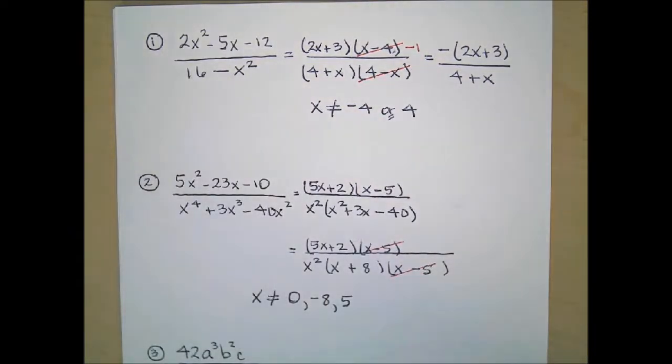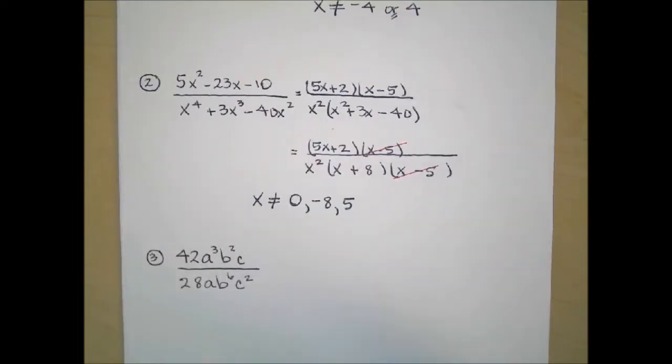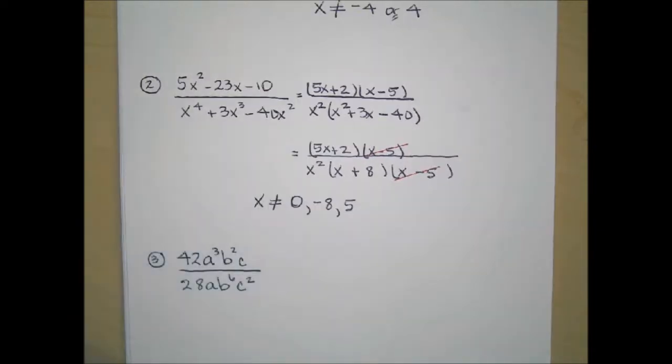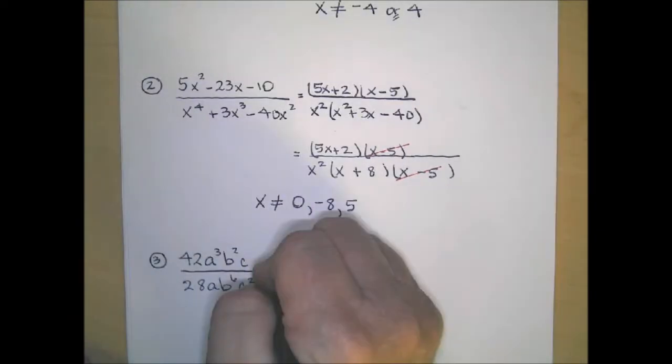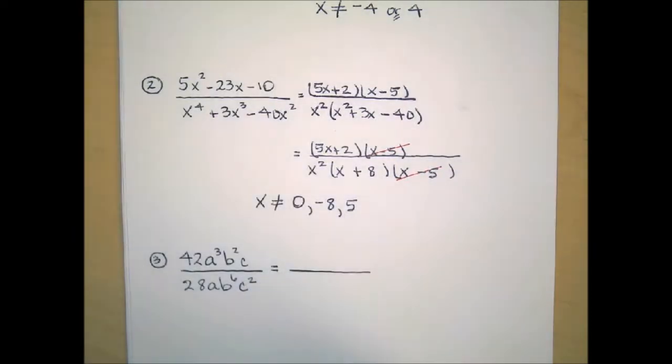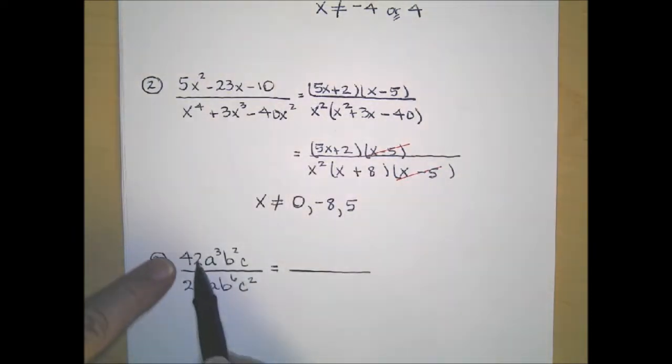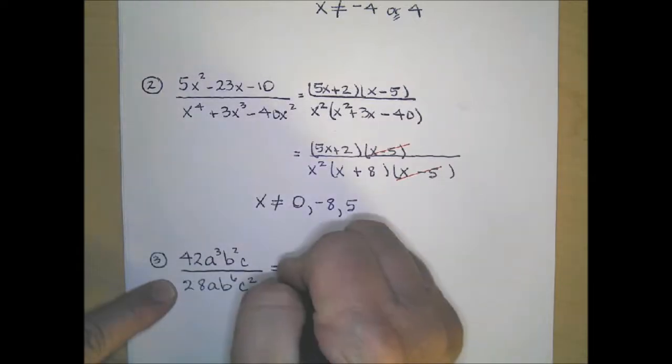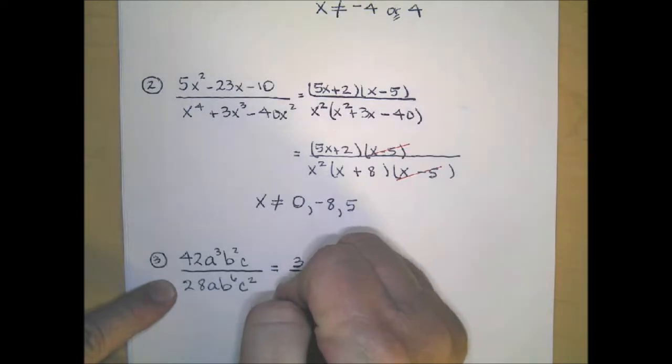Now, the last problem in this little first section is problem 3. And all I have is a monomial over another monomial. So really all I have to do is start reducing. I don't have any factoring really. So I can reduce the 42 and the 28. They are both divisible by 7, but they're actually divisible by 14. So that would be a 3. That would be a 2.